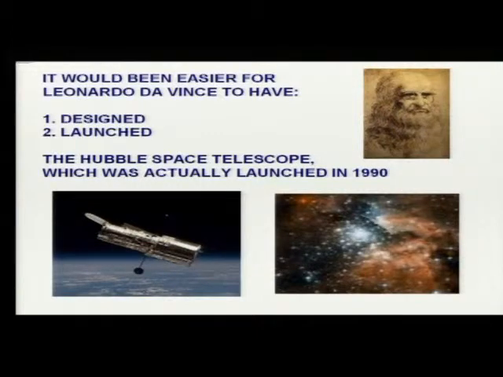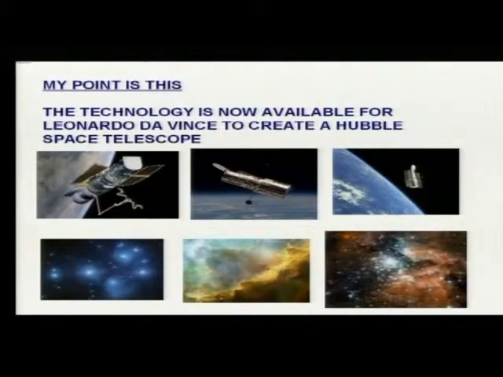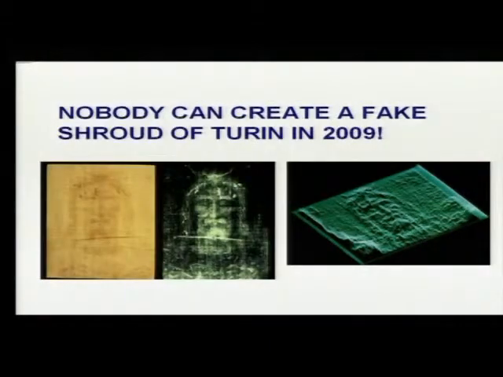In fact, I've said earlier, it would be easier for Leonardo da Vinci to have designed and launched the Hubble Space Telescope, which was actually launched in 1990. Now, NASA planned the work on the Hubble Space Telescope in 1970, and my point is this: the technology is now available for Leonardo da Vinci to create a Hubble Space Telescope. But the laser technology is not available today in 2009 for Leonardo da Vinci or anybody else to create a Shroud of Turin, because nobody's got that technology. So nobody can create a fake Shroud of Turin in 2009.